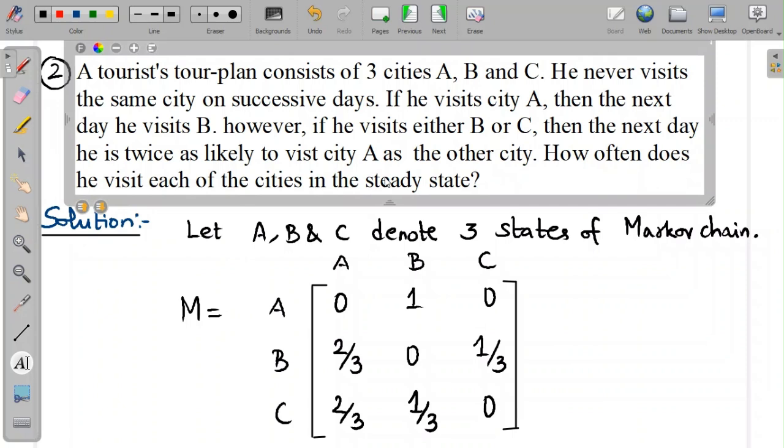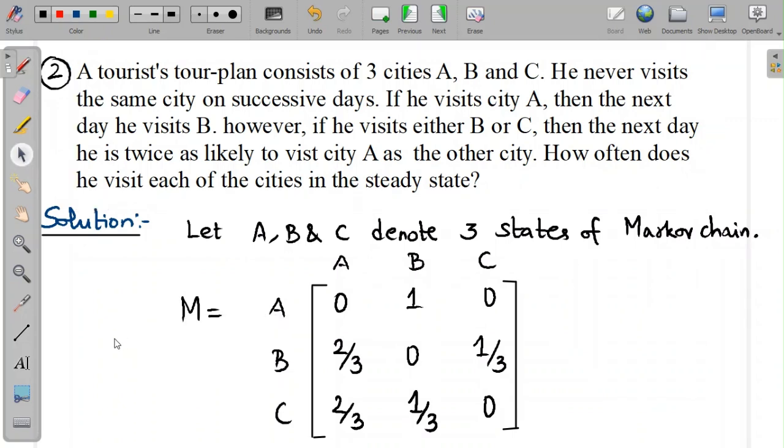So the question wants us to find the probabilities that he will choose each of the three cities in the steady state. So it's obvious that the states of the Markov chain will include the cities in the tour plan. A, B, and C are the three states of the Markov chain. The question says he never visits the same city on successive days. So if he is in A, he'll not be in A on the next day. So all the elements along the principal diagonal are zeros. And if he visits city A, then the next day he's to choose city B for sure. So from A to B, the chance is 1.